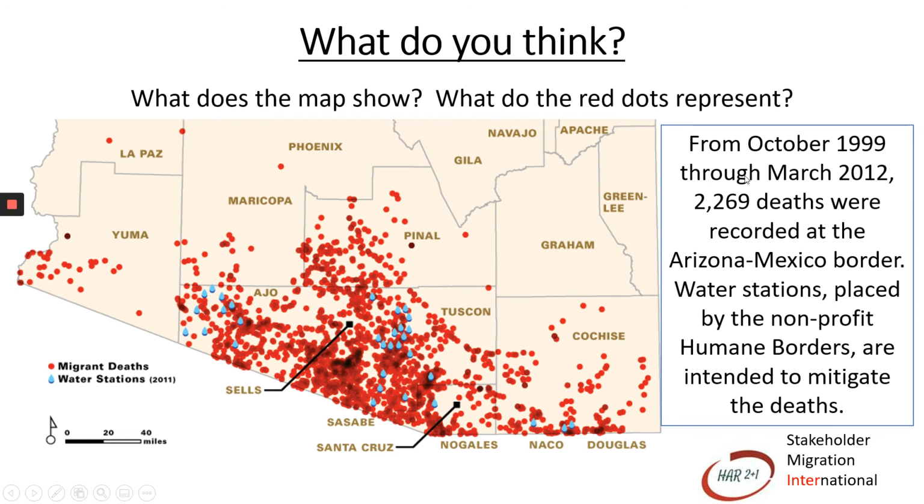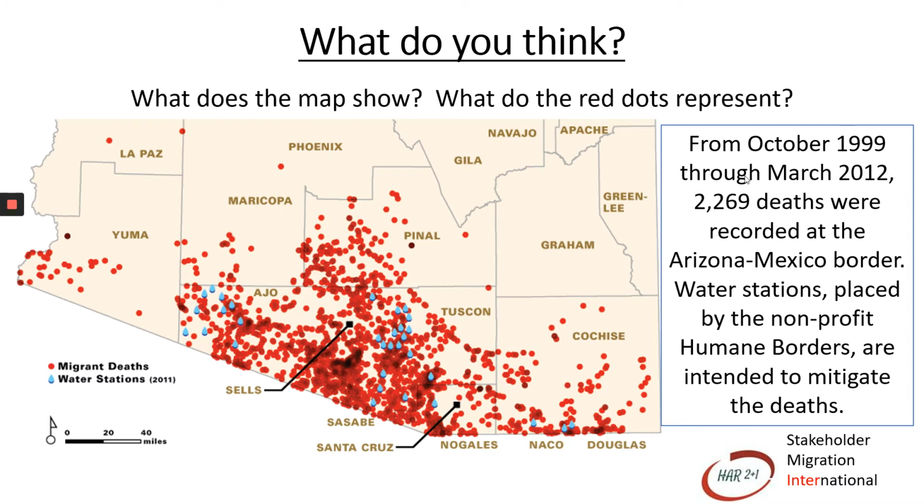So if we have a look here, from October of 1999 through to March of 2012, 2,269 deaths were recorded at the Arizona-Mexican border. Water stations placed by non-profit Humane Borders are intended to mitigate deaths.